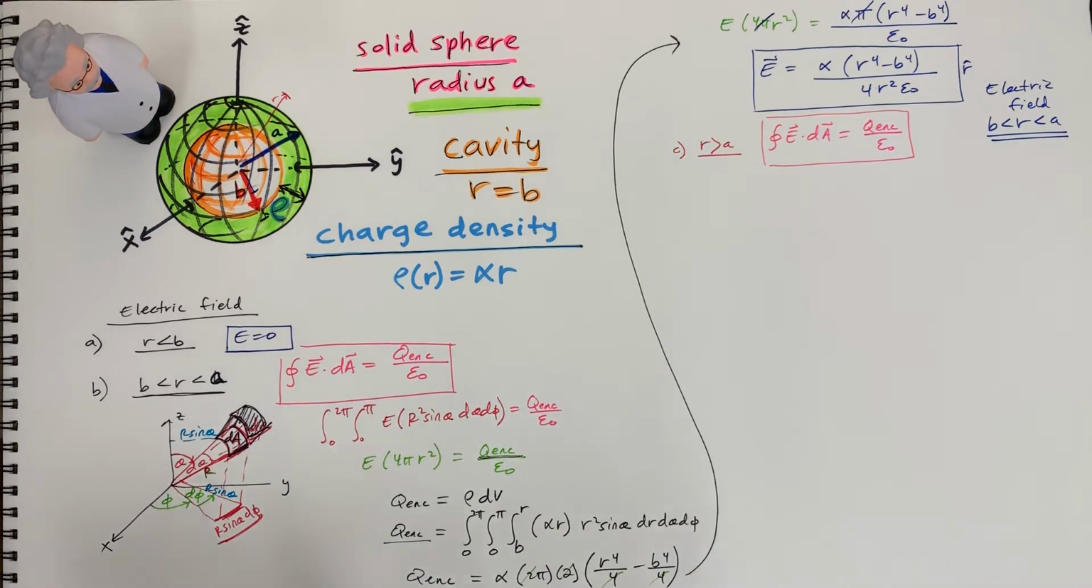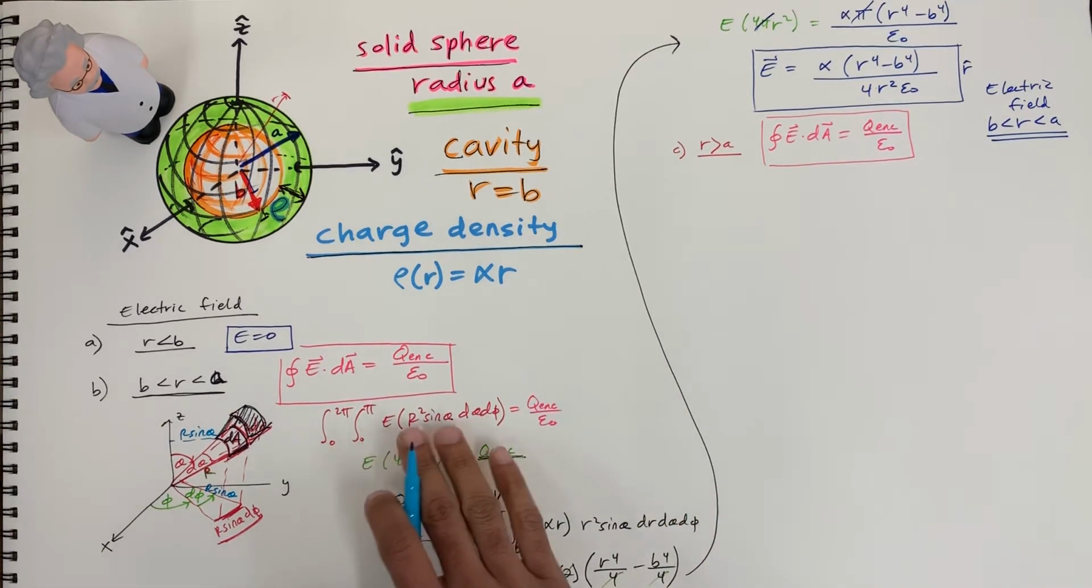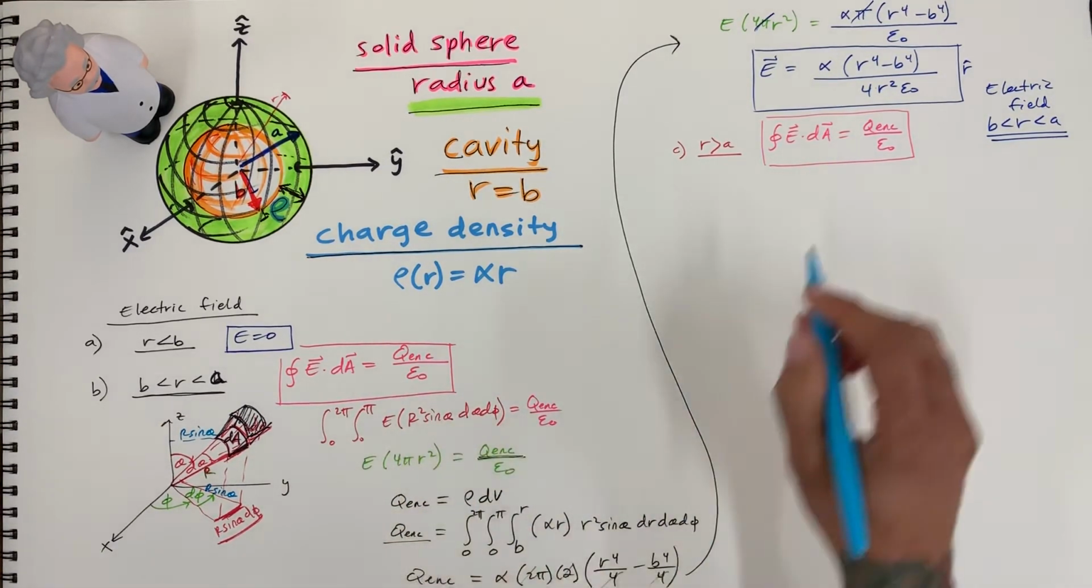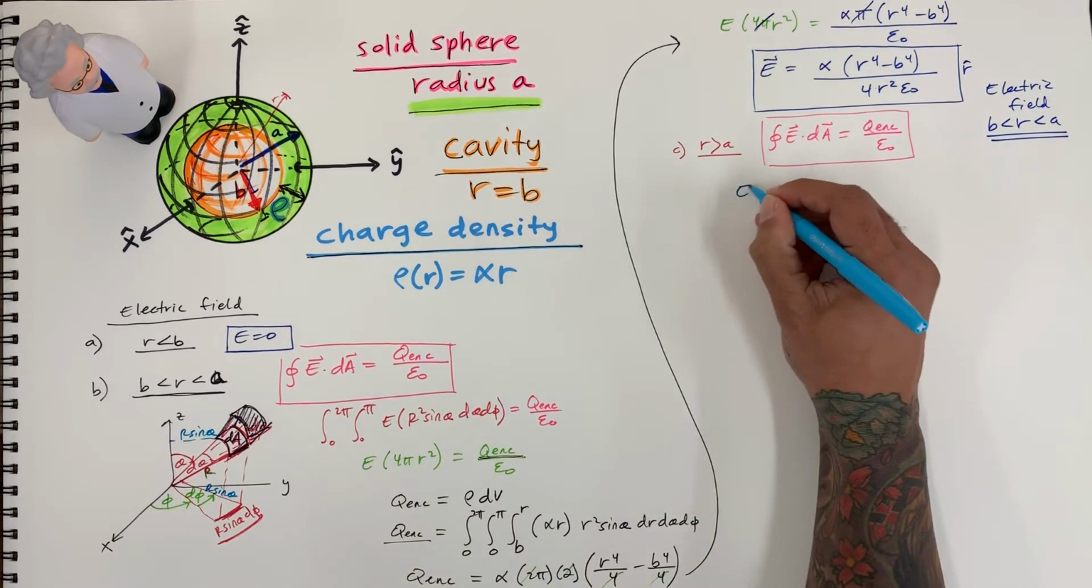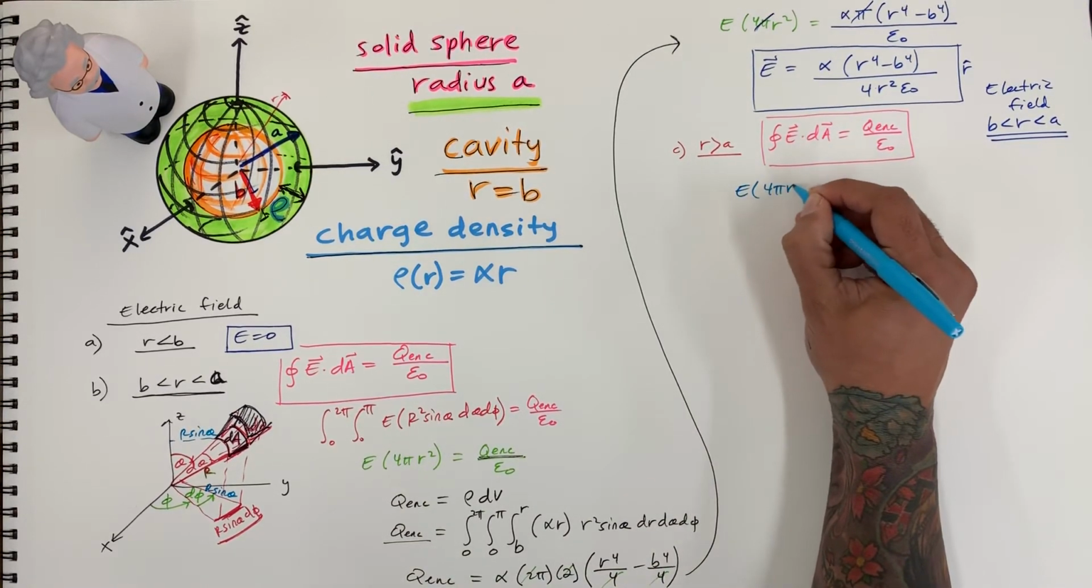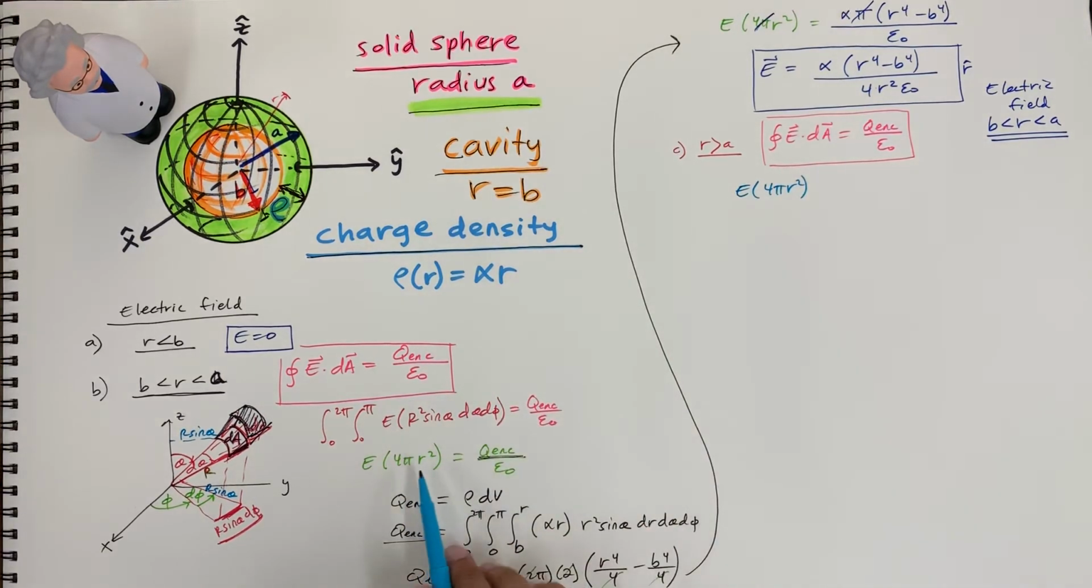Now, I'm not going to derive the left side again, because it's going to be the same exact thing. So I'm just going to write E 4 pi r squared, which is what we got here.